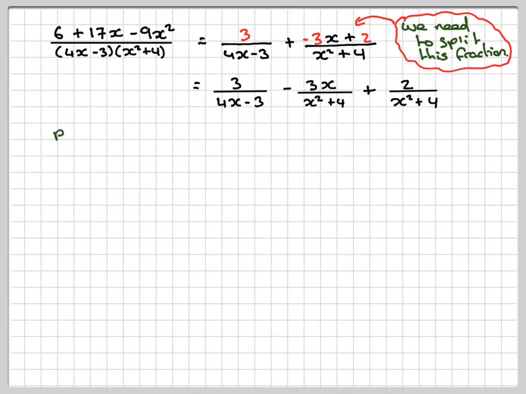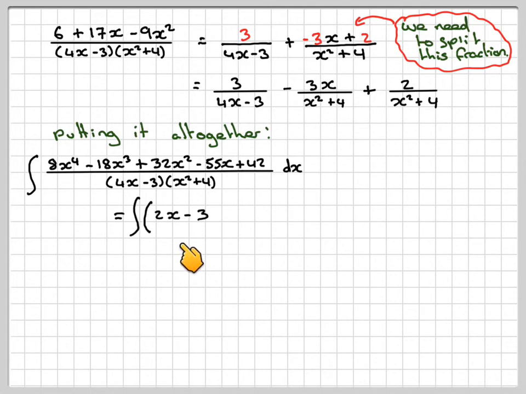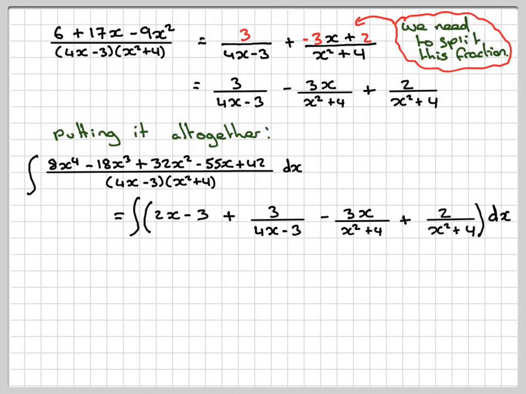Right, now putting it all together, our original integral will be the same as integrating 2x minus 3, which is what we got when we divided this, plus the remainder in partial fractions. So plus 3 over (4x minus 3) minus 3x over (x squared plus 4) plus 2 over (x squared plus 4) dx. Right, we're now going to integrate that.